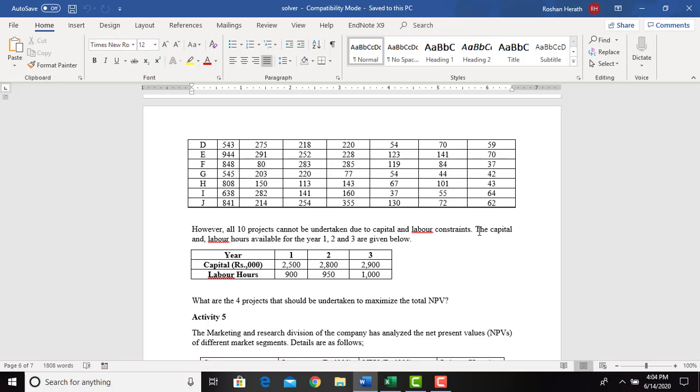The capital and labor hours available for the year 1, 2 and 3 are given below, right? The maximum capital availability and the labor availability are given for the first 3 years.